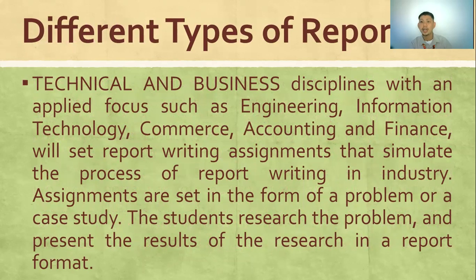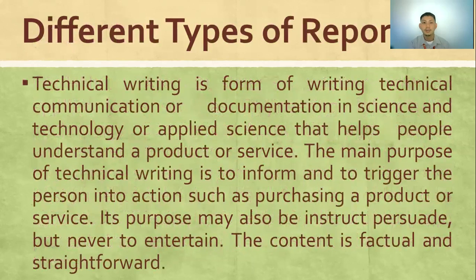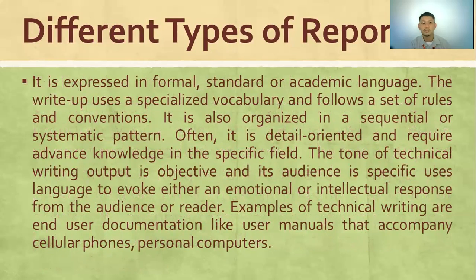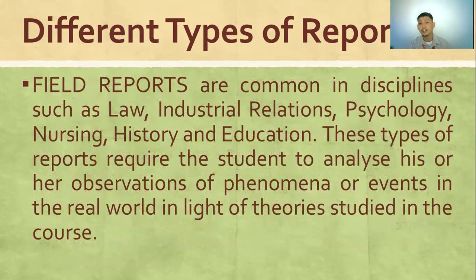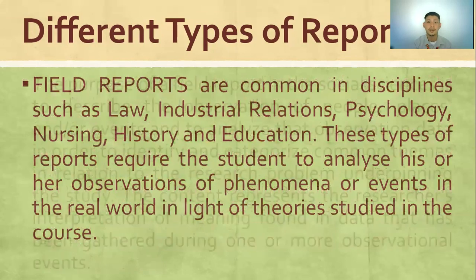So I'm going to do a rundown of different types of report. First is technical and business. It talks more about corporate world reports. Okay, it's more focused on technical writing, and it also expresses academic language. Next, field reports. This is where you see reporters from news companies because they are focused on different disciplines such as law, industrial relations, psychology, nursing, history, education, or even international relations. These types of reports require you to analyze the different observations.